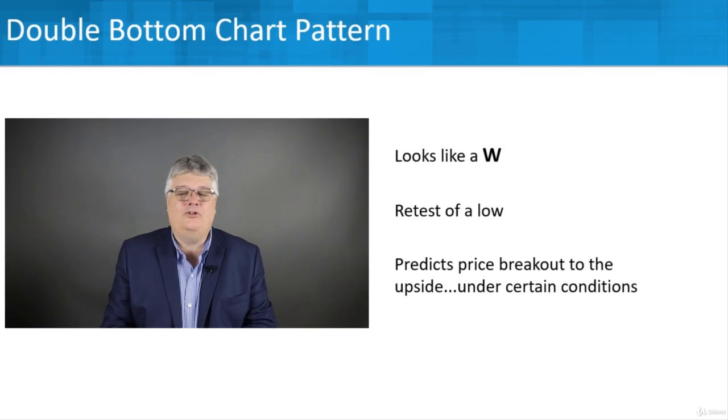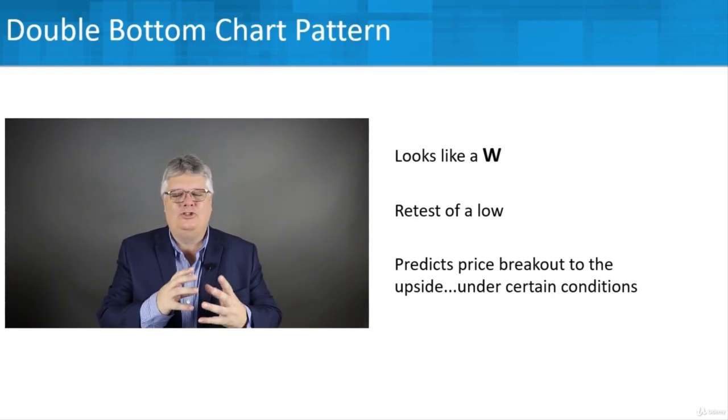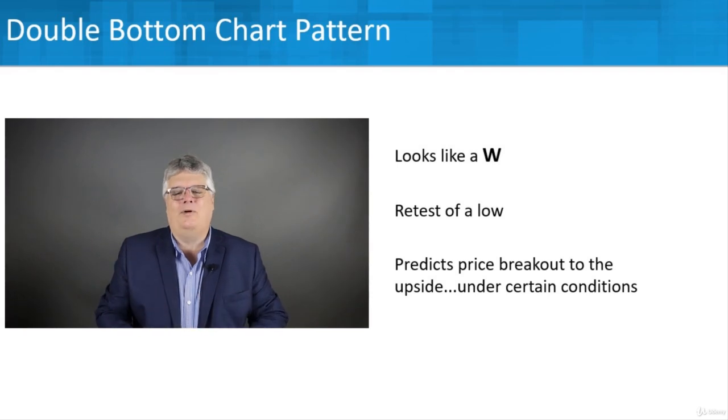Basically, it's going to look like the letter W, right? What's happening is you have a downward trend and it's retesting these lows at the bottom of the W. The idea is it's going to predict a price breakout. It's going to reverse out of the downward trend and break out to the upside. That's the idea, that under certain conditions we're going to break out to the upside. So let's look at how those form and how we can trade off of those.